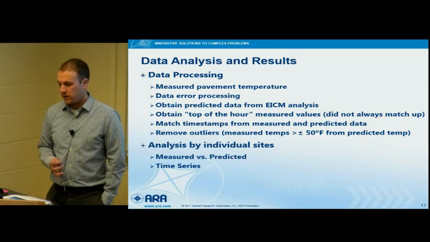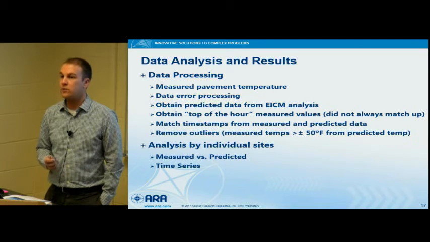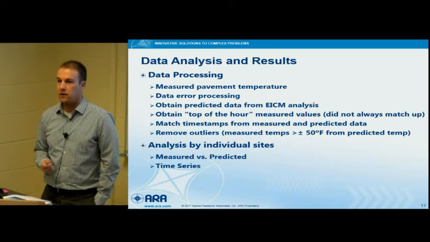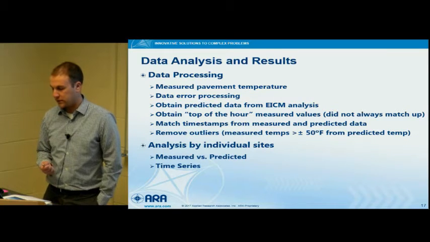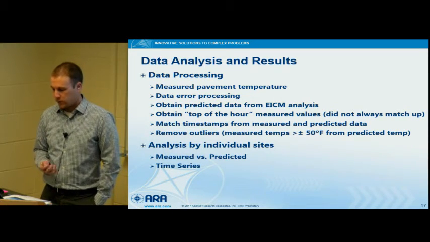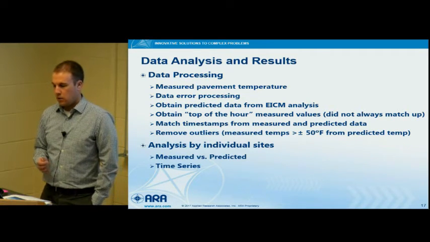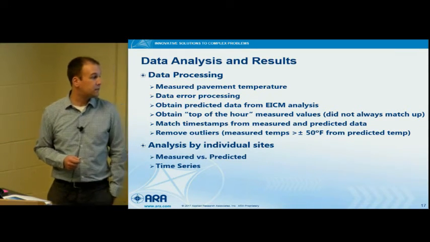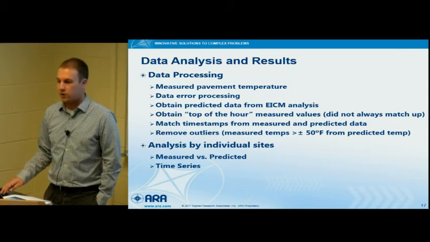We also removed any outlier temperatures, which we deemed as any measured temperature that's plus or minus 50 degrees from the predicted temperature. So it's a fairly big range, but it really affects your model if you don't consider or remove them. So that's what we ended up doing for this particular study. What we looked for at each different station is the measured versus predicted, and then we looked at the time series analysis. So that's the main comparison we're going to make here.